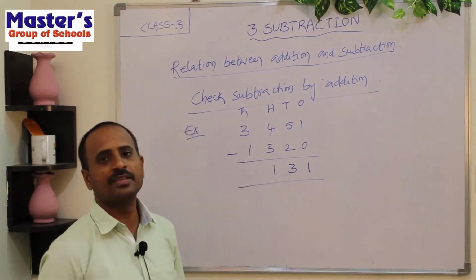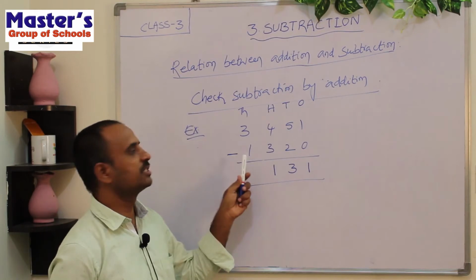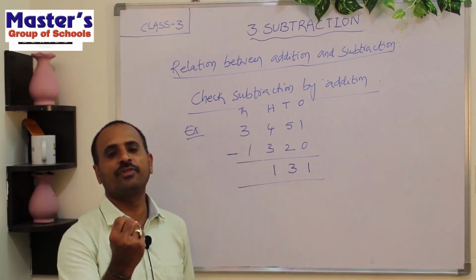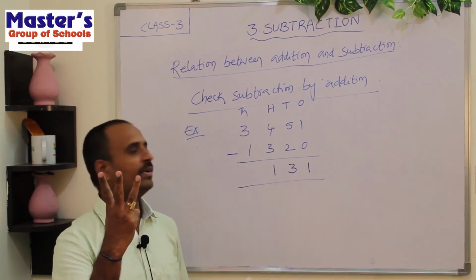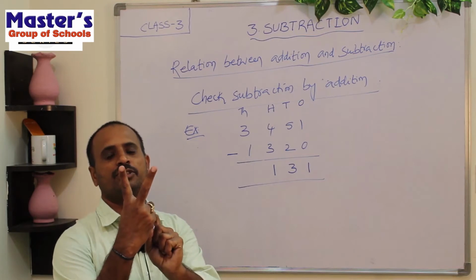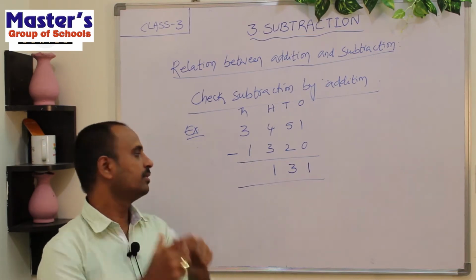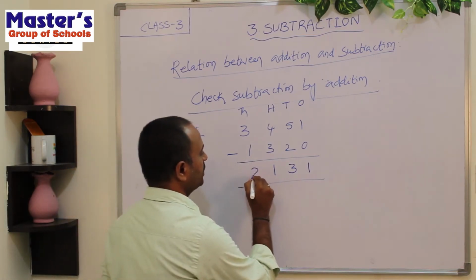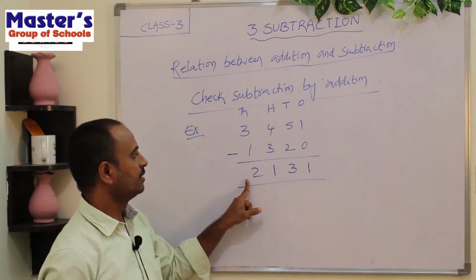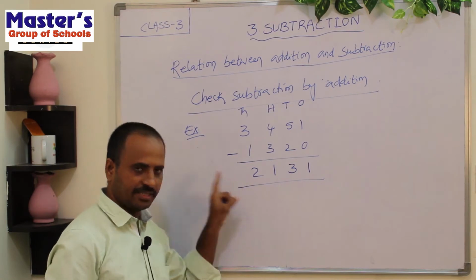Next, go to thousands place. What are the digits present in thousands place? 3 and 1. What is the first number? 3. Open 3 fingers of your hand. 1, 2, 3. What is the second number? 1. So close 1 finger among these 3 fingers. So children, how many fingers are there? 1, 2. There are 2 fingers remaining. So write 2. Children, this is the difference. This is the subtraction and this is the answer.